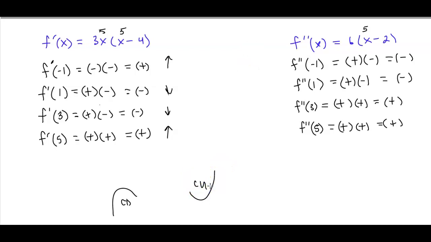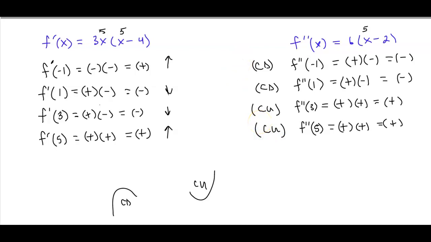All right, so for the second derivative, we know that negative means concave down. So this is concave down, and then it switches to concave up and concave up.